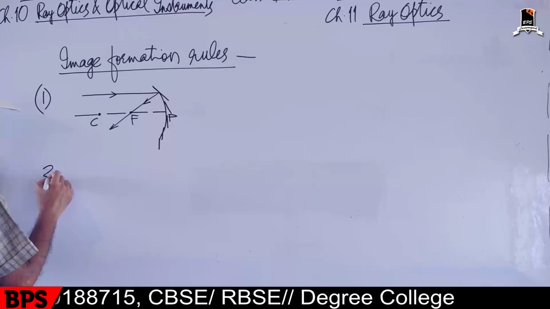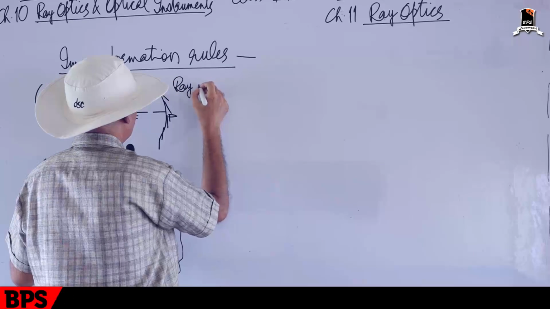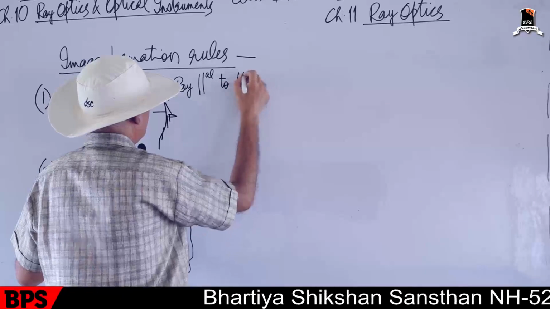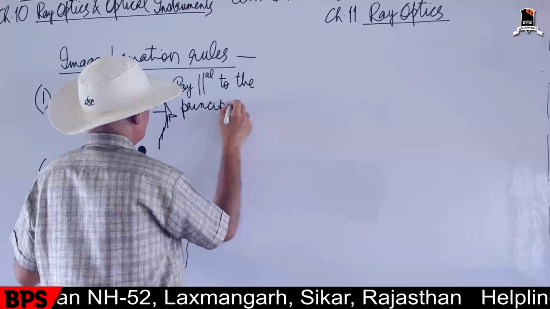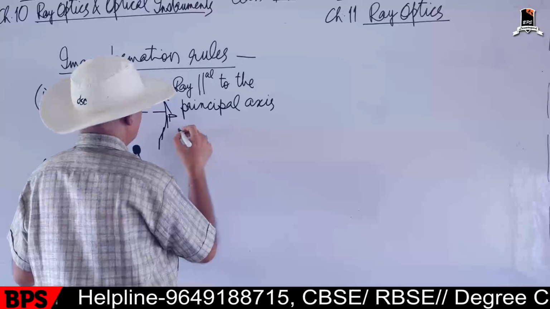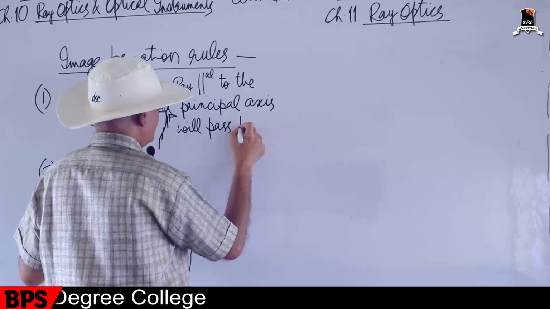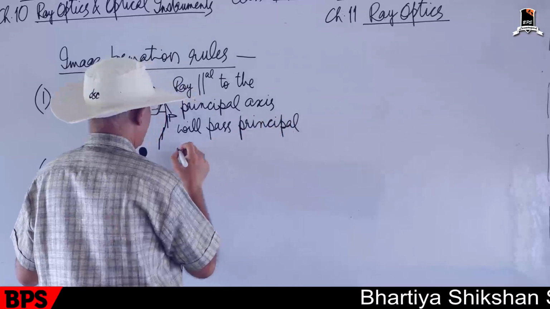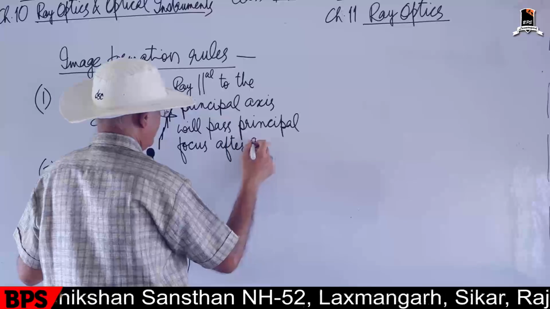Second, you may also write: ray parallel to the principal axis will pass through the principal focus after reflection.